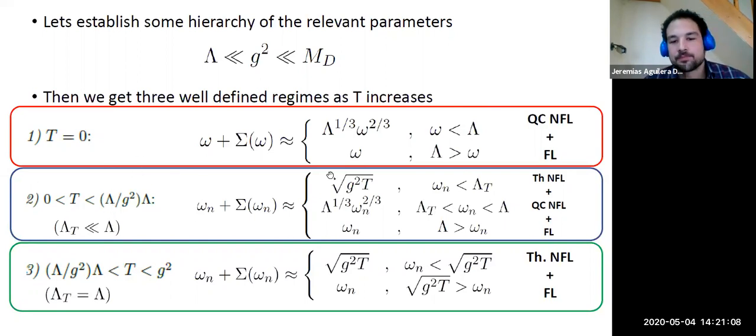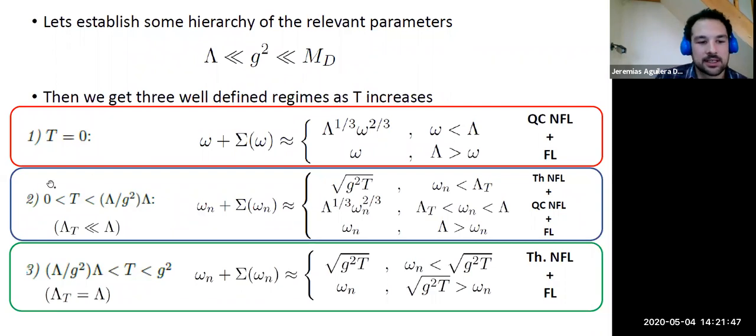So in this region, we have the three scaling behaviors, essentially. For frequencies below the new scale lambda t, the thermal piece dominates, and we have this scaling behavior, what we call the thermal non-Fermi liquid. In this intermediate range between lambda t and lambda, we have the quantum critical scaling behavior. And of course, the linear behavior for high enough frequencies.